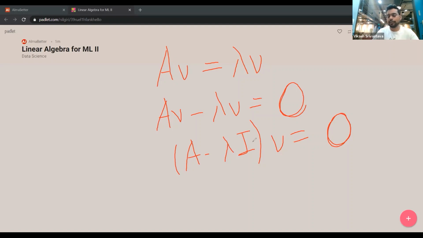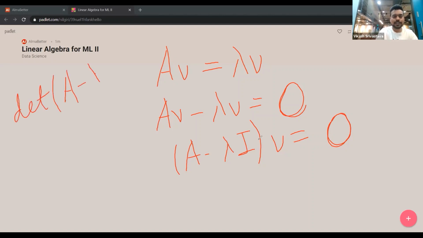How do we calculate the eigenvalue? I'll not tell you why exactly we are doing this, but this is the way. Of course, you can read about it in detail, or we can have a discussion offline. The way to calculate the eigenvalues is to calculate the determinant of this matrix and set it to 0.